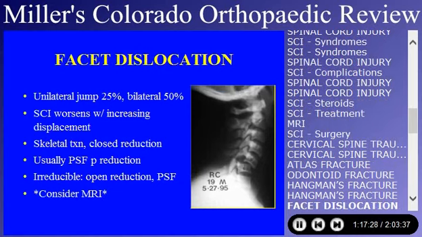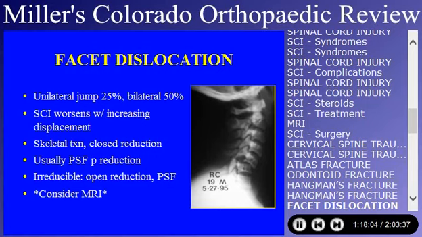Facet dislocation is a pretty common injury to see. The degree of displacement correlates with the pathology that you see. In general, if you have a 25% subluxation, it's going to correlate with either a unilateral jump, maybe a bilateral perched facets. If you have a 50% dislocation, typically you'll have bilateral dislocation of the facet joints. The degree of cord injury, not surprisingly, is going to correlate with worsening displacement. The typical answer is skeletal traction followed by closed reduction.